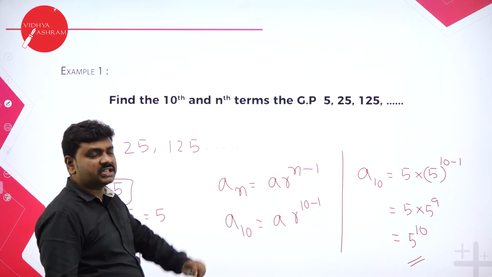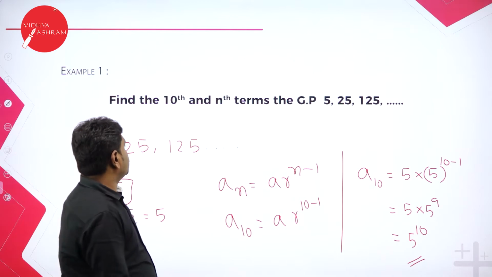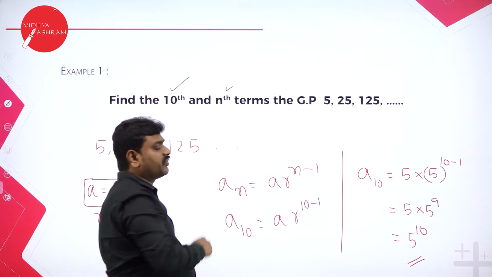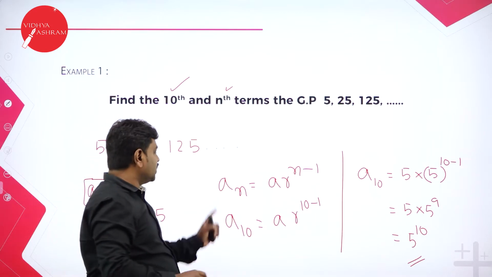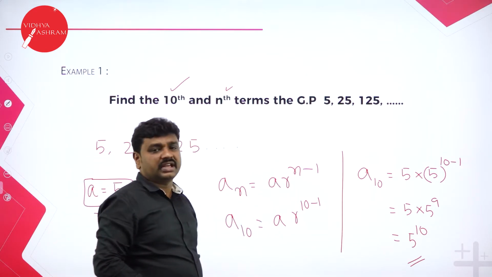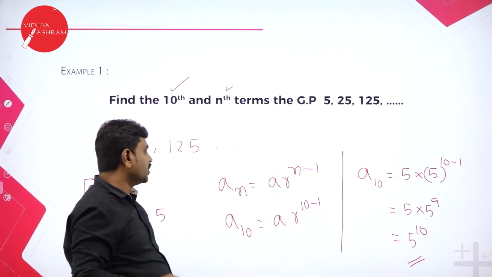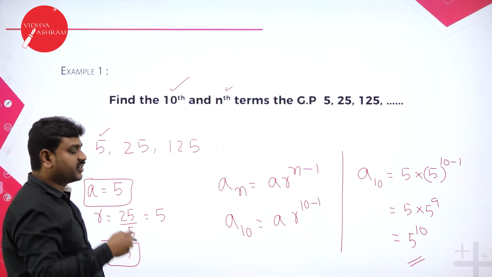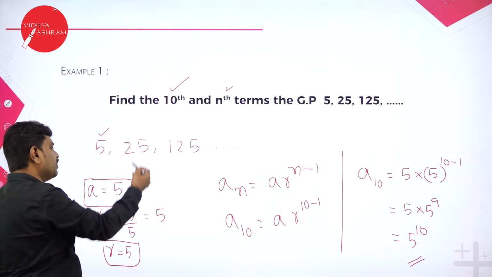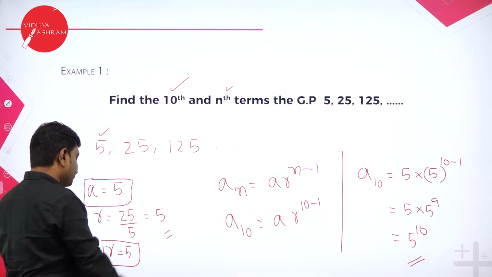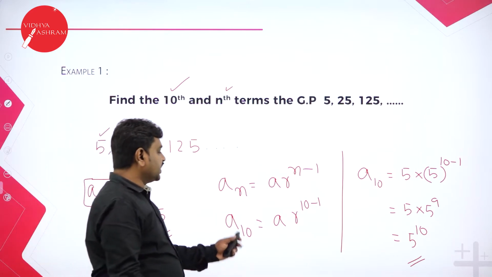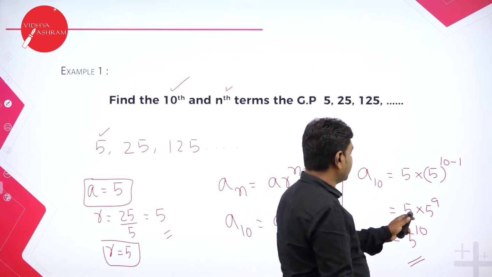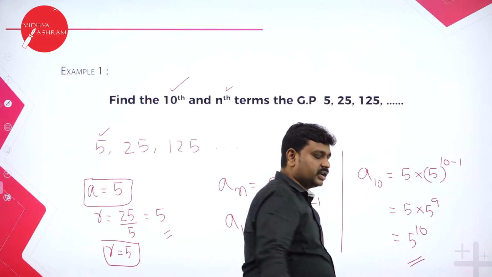A power m into A power n is A power m plus n. So they want you to find the 10th term, they want you to find the nth term. First I'll write the formula for the nth term. What is the nth term in GP? An is A into R power n minus 1. A is the first term, R is the common ratio. The first term is 5. Common ratio means second term by first term, that is 25 by 5 or 125 by 25. You'll get 5. Common ratio is 5. And A10 is AR power 10 minus 1. A10 is 5 into 5 power 10 minus 1, 5 into 5 power 9, 5 into 5 power 10.